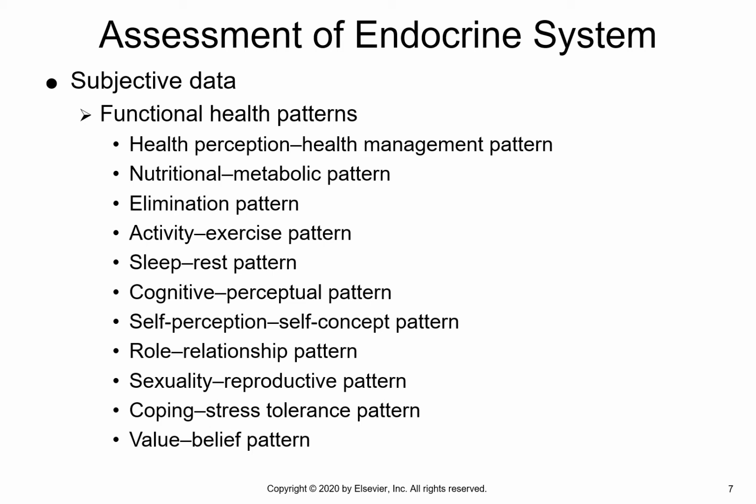Elimination patterns. We're going to begin with maintaining fluid balance, a major role of the endocrine system. Questions related to fluid intake and elimination patterns may uncover endocrine problems. For example, increased thirst and urination can indicate diabetes, such as a pancreatic disorder, or diabetes insipidus, which is a pituitary disorder. And you'll talk more about that in level 2.